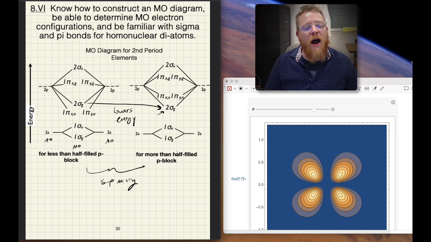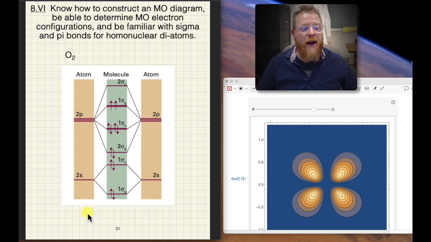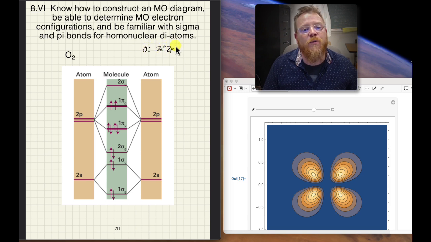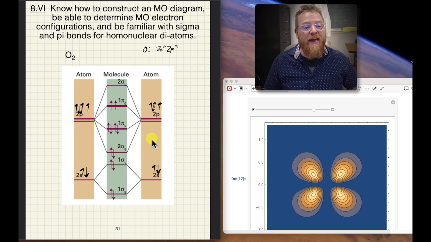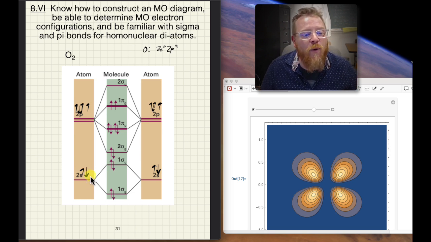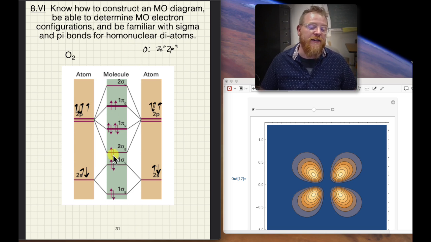Now I'm using oxygen as a good example for occupying this diagram. We recognize our electron configuration for atomic oxygen would be 2s2, 2p4. So I've got 2 electrons in each 2s, and I've got 1, 2, 3, 4 electrons in each 2p. That means I'm going to have 1, 2, 3, 4, 5, 6 times 2, so 12 electrons occupying this diagram. So let's bring them down.